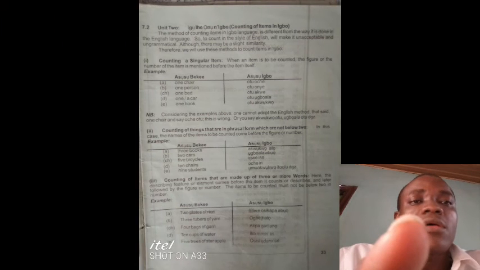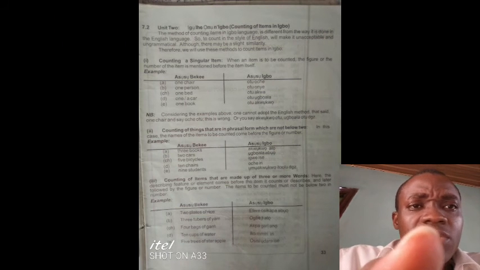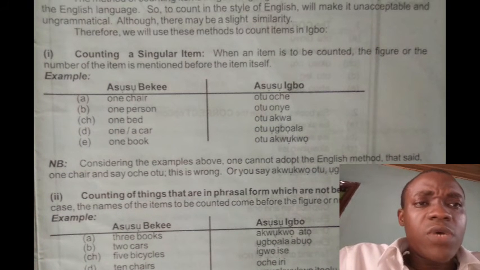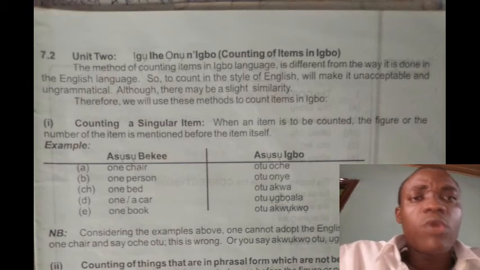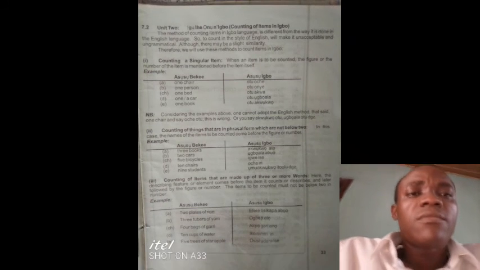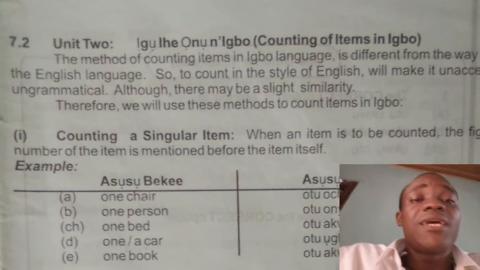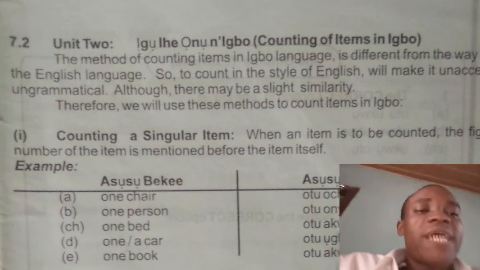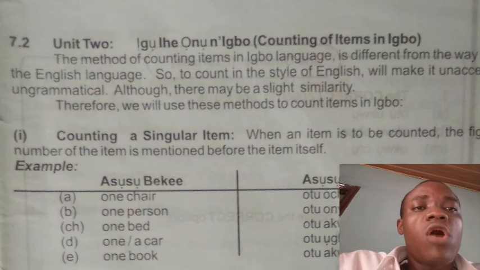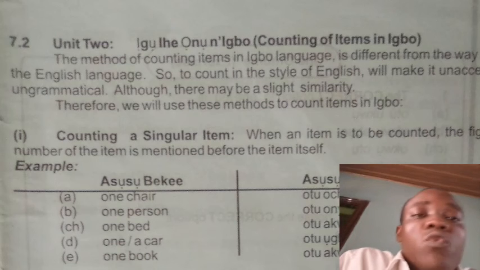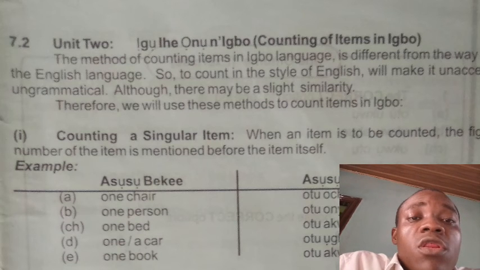So that is how we call our numbers. Now we will make sentences. This is where we will make sentences with the Igbo numbers. Iguihe onu n'Igbo, counting of items in Igbo. So we'll make sentences with the Igbo numbers.